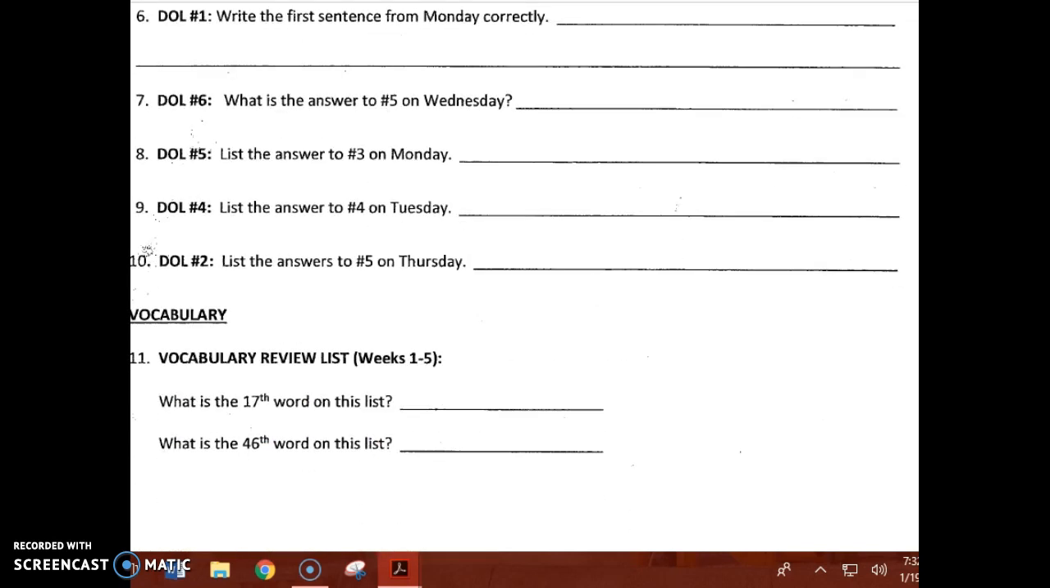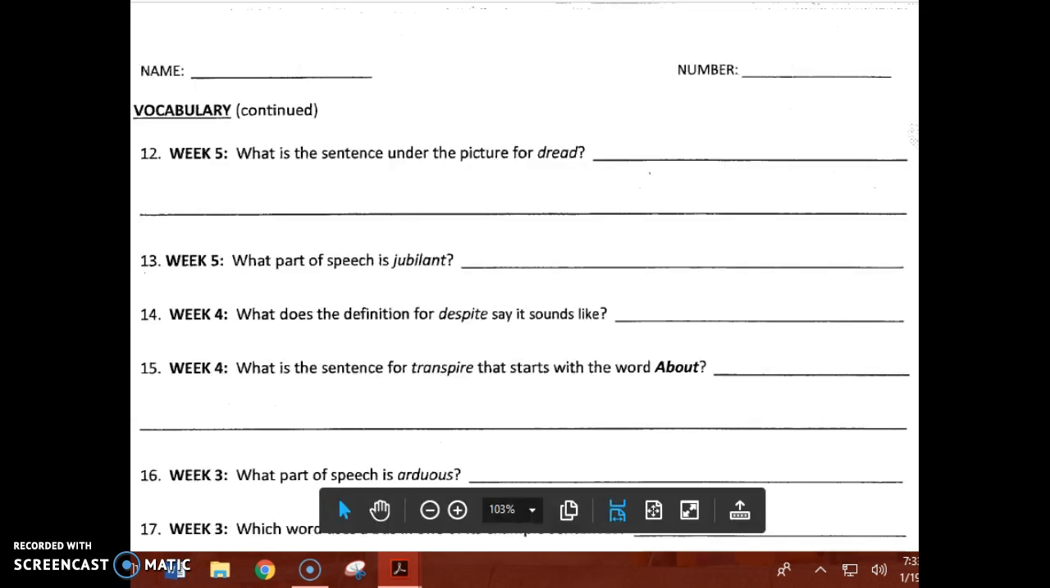The next section is vocabulary, so turn to your vocabulary section of your binder. For number 11, you need to look at your vocabulary review list for weeks 1 to 5 and write the 17th word on the list and then the 46th word on the list. On the second page, we continue in the vocabulary section of our binder.